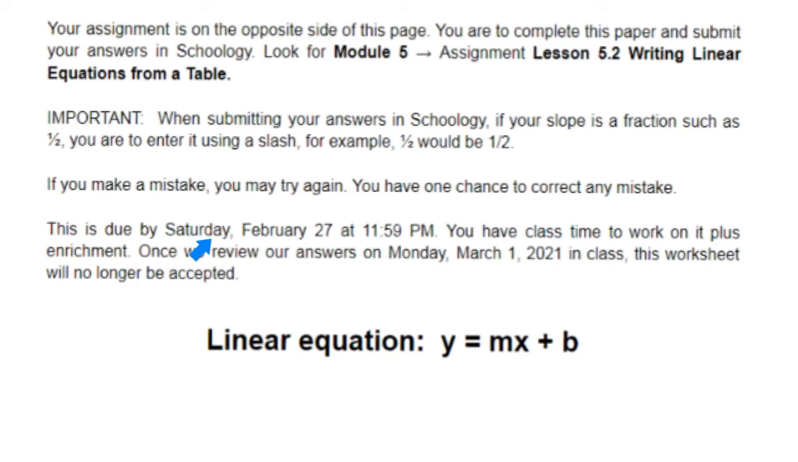This is due by Saturday, February 27th at 11:59 p.m. You have class time to work on it plus enrichment. Once we review our answers on Monday, March 1st, 2021 in class, this worksheet will no longer be accepted. So I have this linear equation down because we're working with linear equations just as a reminder.